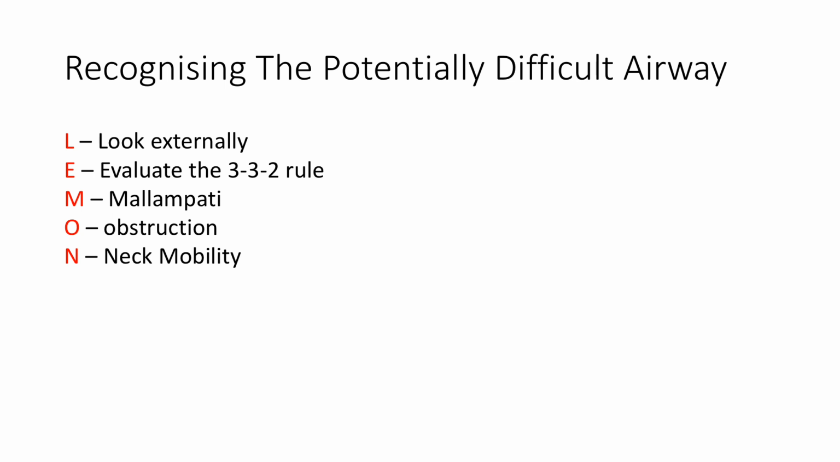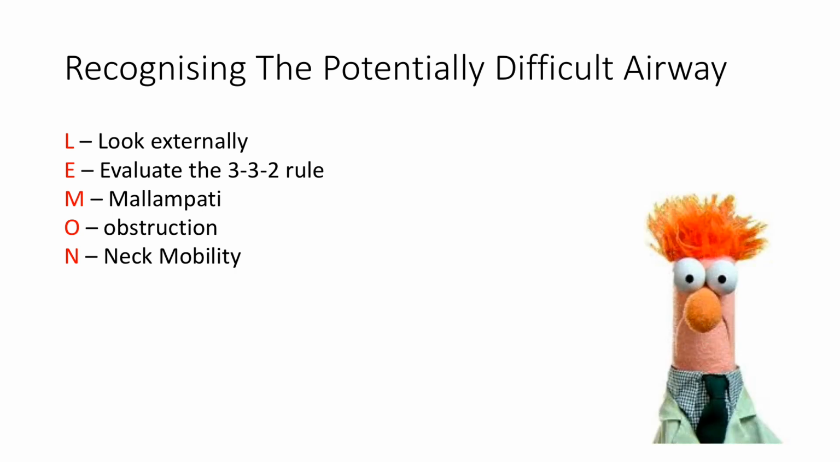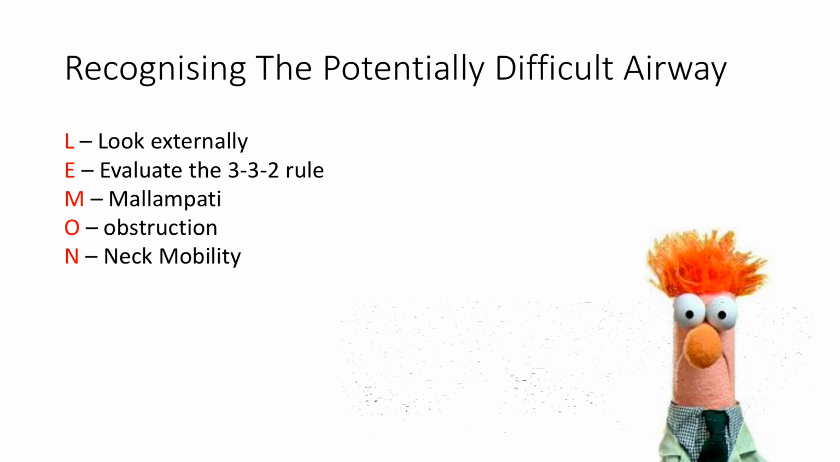So we use a mnemonic, or I like to, and that is LEMON. You look externally, you evaluate the 3-3-2 rule, we look at Mallampati grading, we look for obstruction, and we look at neck mobility. So first of all, we look externally. Is there just some gross dysmorphia that suggests this patient might have something of a tricky airway?